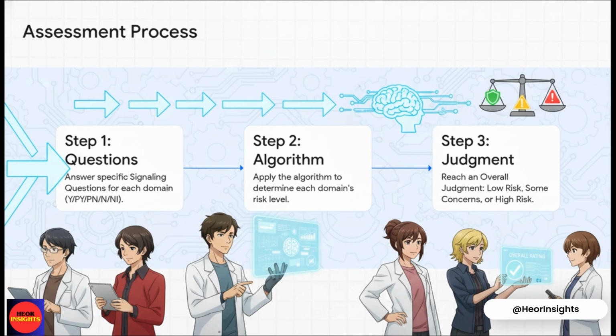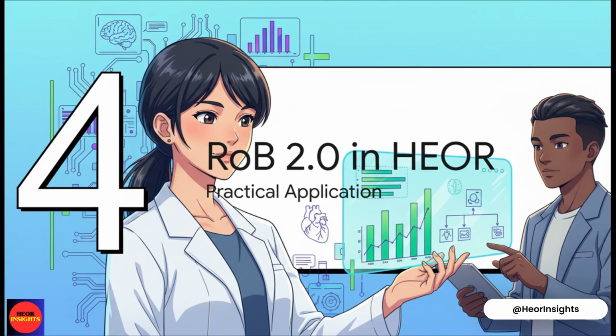First, for each of those 5 domains, you answer a series of specific signaling questions with answers like yes or no. Then, those answers get plugged into an algorithm that determines a risk level for that domain: low risk, some concerns, or high risk. Finally, based on how all the domains score, you arrive at one overall judgment for that specific outcome. So what does this look like in the real world?